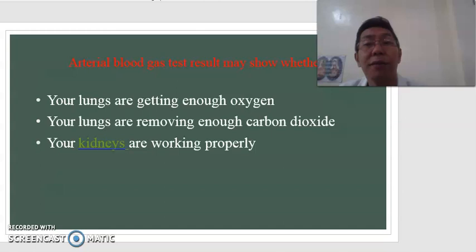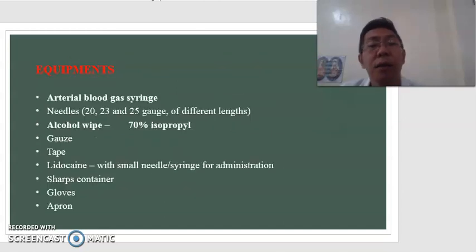So this is just the procedure of how to extract blood. The equipment that you are going to prepare.